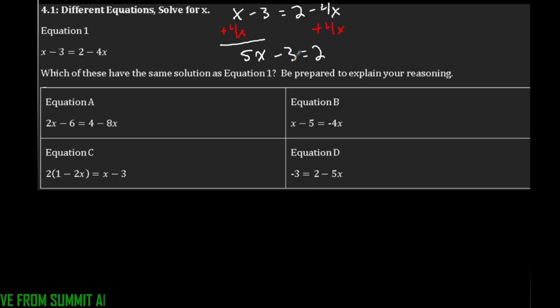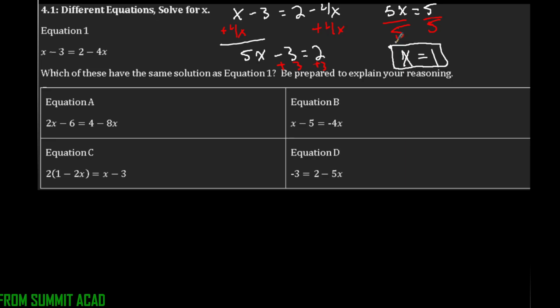And then what I can do is add 3 to both sides, to get rid of those constant terms. So now I have 5x equals 5. Last step, always divide by the coefficient. So I'm dividing both sides by 5 to get x by itself. You should always end up with x equals a number, which is what we end up having.